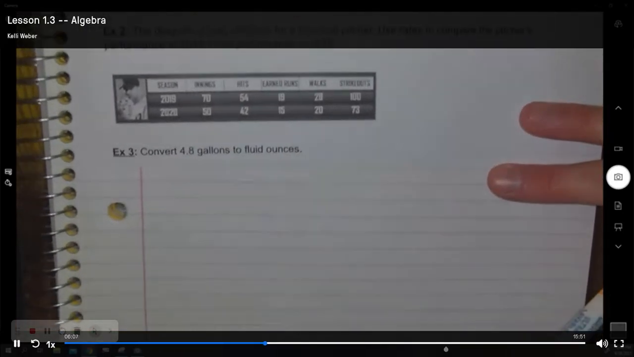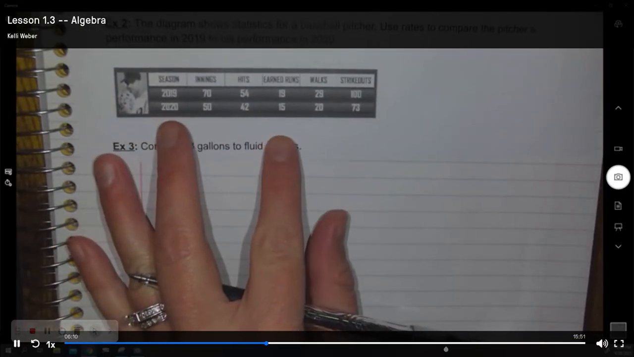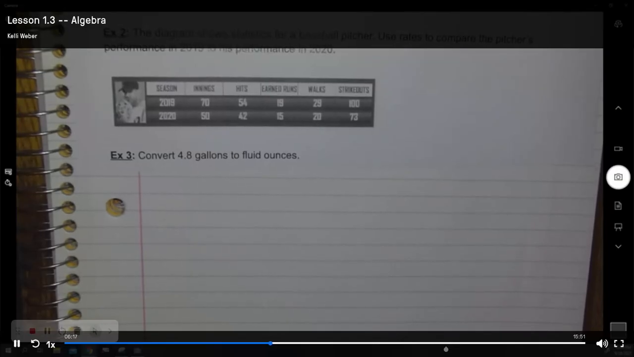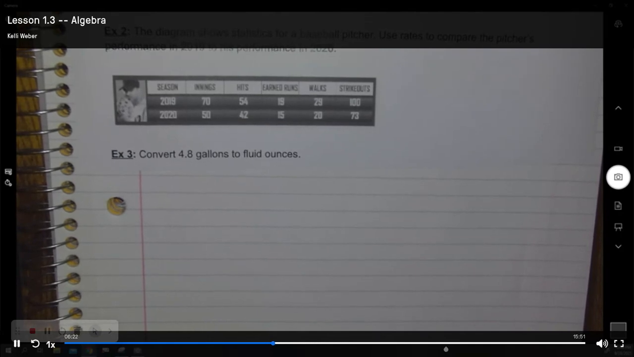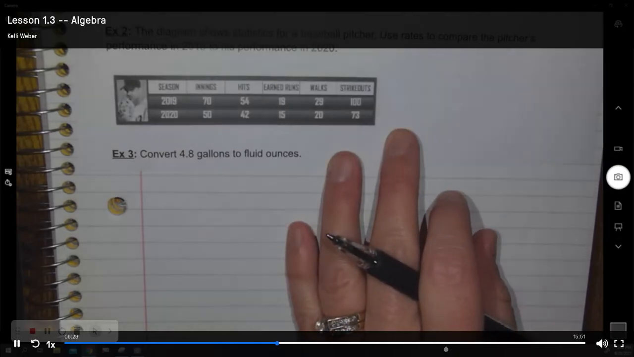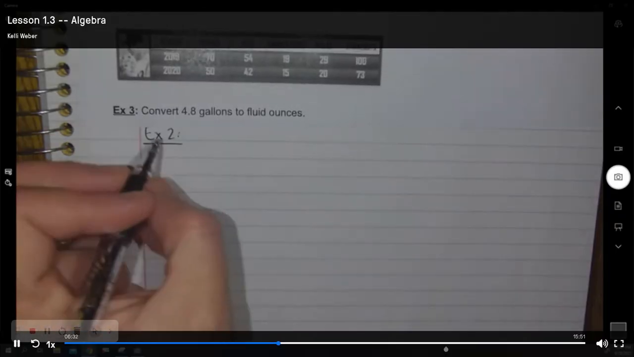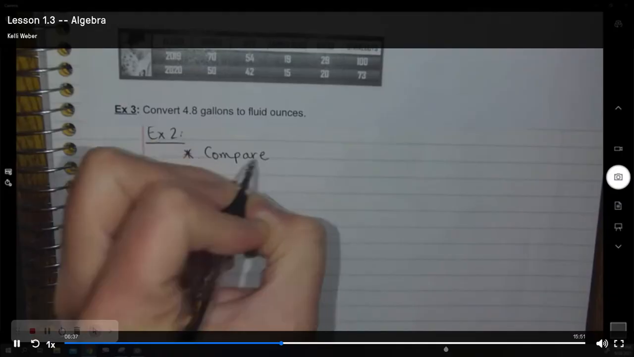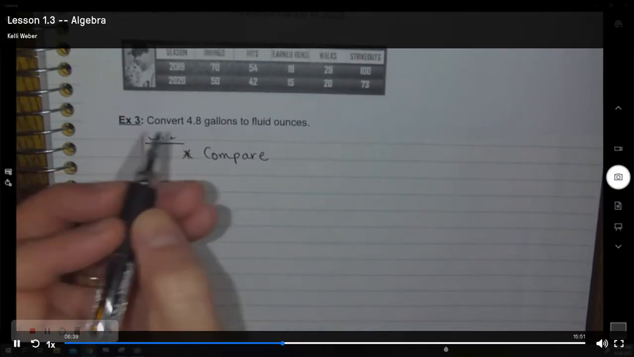All right, for example 2, we are going to look at the information in the diagram below. The diagram shows statistics for a baseball pitcher. Use unit rates or rates to compare the pitcher's performance in 2019 to his performance in 2020. So what they're asking us to do is compare rates. So again, rates are fractions. It's comparing one thing to another. So for example, if we picked, we'll just do compare strikeouts per walk.